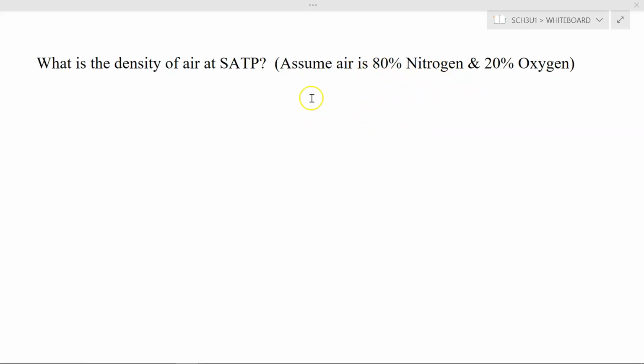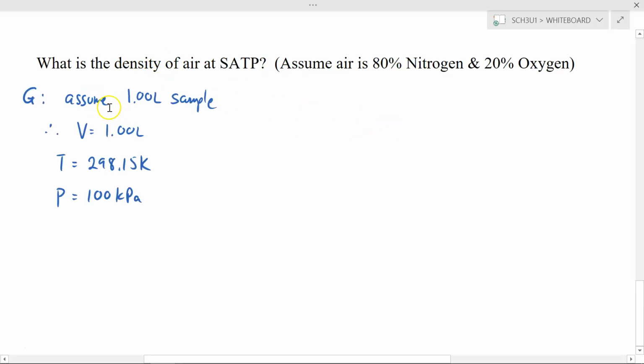So what I'm going to do is assume a 1 liter sample to start things off, because the density of the gas remains constant regardless of how big your sample size is. I'm going to assume a 1.00 liter sample just to make my calculations easier, but you don't have to choose 1.00 liters. You can choose whatever volume you want. Just make sure that whatever you choose up here, you carry this value throughout your calculations. Since this occurs at SATP, ambient temperature 25 degrees Celsius or 298.15 kelvins, ambient pressure 100 kilopascals.